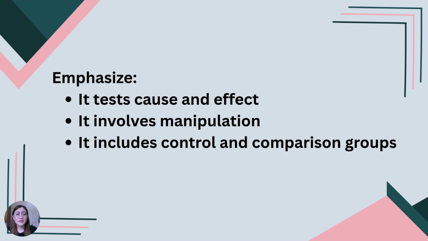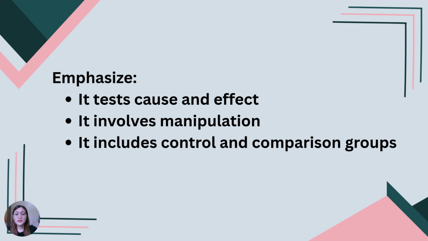These are the emphases of experimental research design. First, it tests cause and effect. The main purpose of experimental research design is to determine the cause and effect relationships. This means the researcher wants to know whether one variable directly causes a change in another variable. For example, does a new teaching method improve student performance? Does exercise reduce stress levels? In experimental research, the researcher does not just observe relationships, they actively test whether one variable is the reason for the change in another variable.